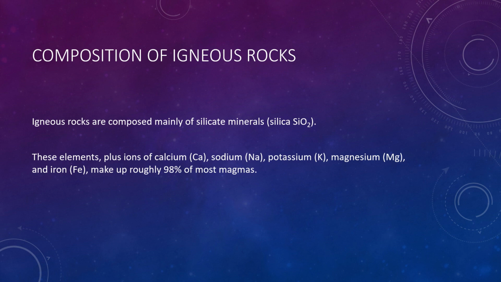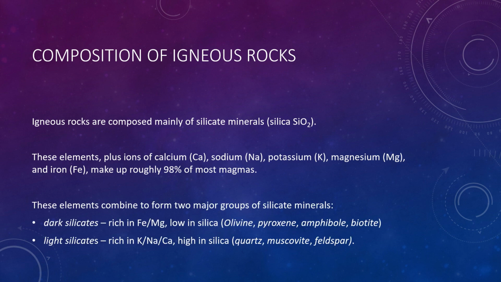As magma cools and solidifies, these elements combine to form two major groups of silicate minerals. The dark silicates, which are rich in iron and/or magnesium and are comparatively low in silica. Olivine, pyroxene, amphibole, and biotite mica are the common dark silicate minerals of Earth's crust, as discussed in the previous lecture.